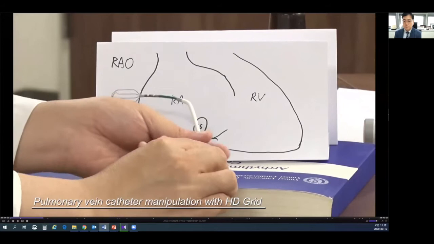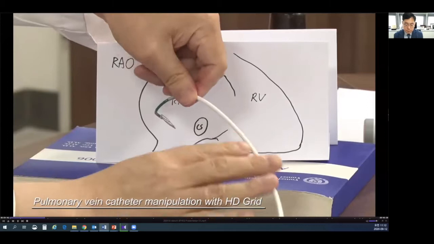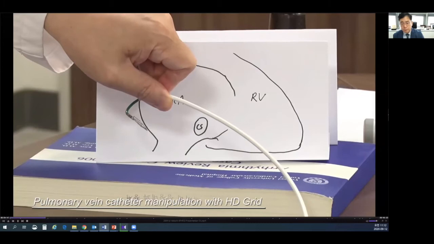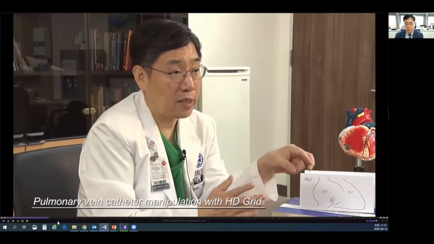Sometimes it is very difficult, especially in a smaller left atrial size. Then you should curve down, make a sharp curve, even this kind of sharp curve, direct to the right inferior pulmonary vein position, and open the curve. Then the catheter moves inside the right side pulmonary vein with this position. It's not easy to engage the inferior pulmonary vein. You need to watch the angiogram you took at the beginning of the procedure and imagine where the patient's inferior pulmonary vein is located. And probably you will succeed.